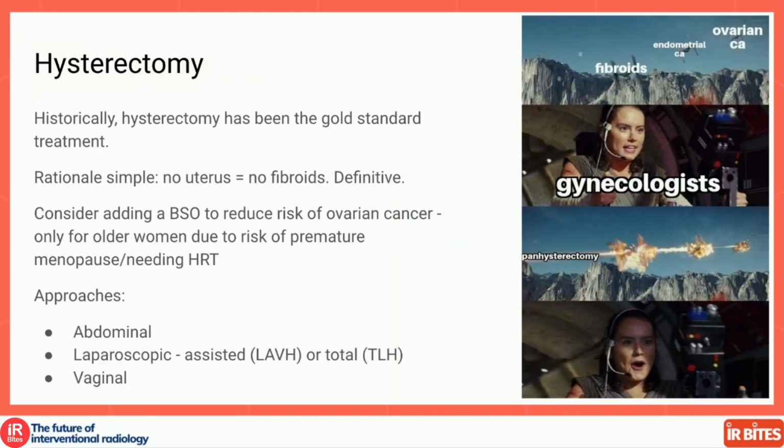Especially if the women are a bit older and postmenopausal, you'd consider adding an oophorectomy, taking the ovaries out, because you would take away the risk of ovarian cancer. But of course, you wouldn't do that on someone premenopausal, because you would then cause premature menopause and then need HRT, which you don't want to do. So that's always another consideration when you're doing a hysterectomy. And this can be done in multiple ways. An abdominal hysterectomy is through a large incision. A laparoscopic one is done laparoscopically, or it can also be done vaginally, depending on how big the uterus is.